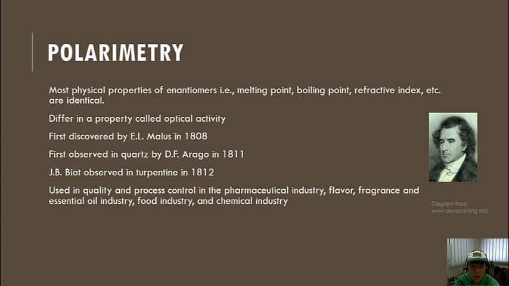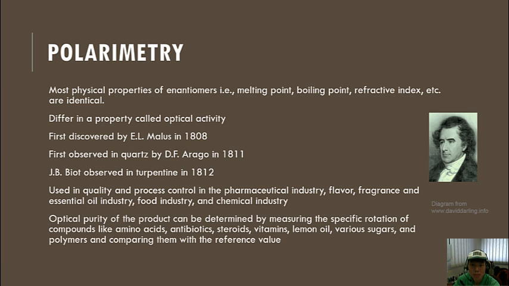The optical purity of the product can be determined by measuring the specific rotation of compounds, such as amino acids, antibiotics, steroids, vitamins, lemon oil, various sugars, and polymers, and comparing them with the reference value, if we know the specific rotation of the pure enantiomer.